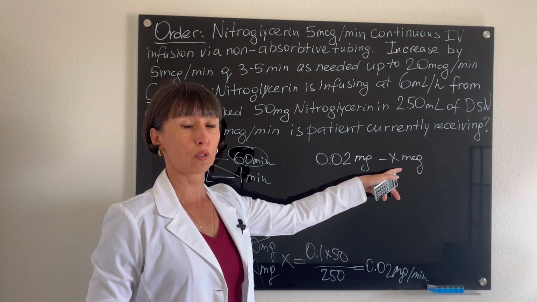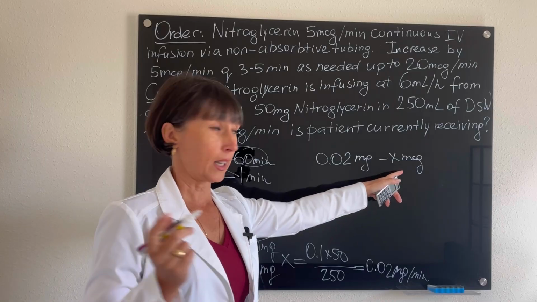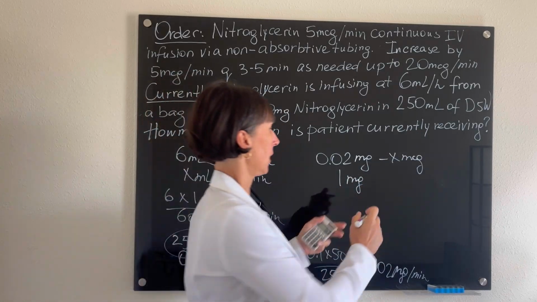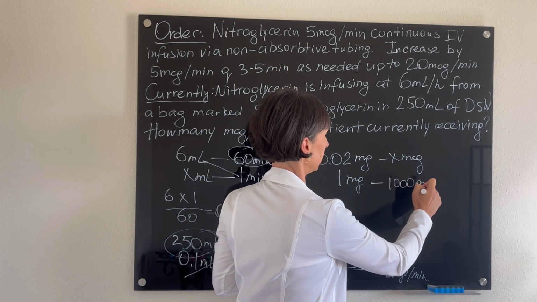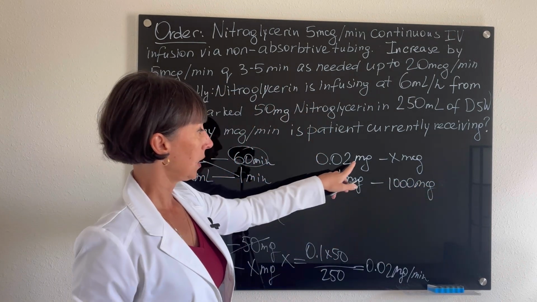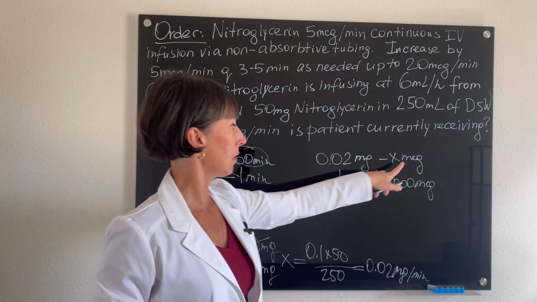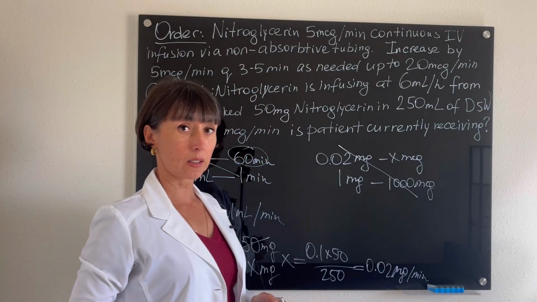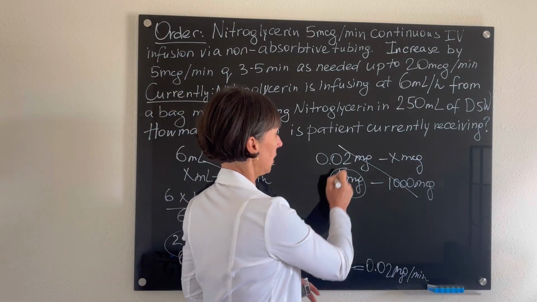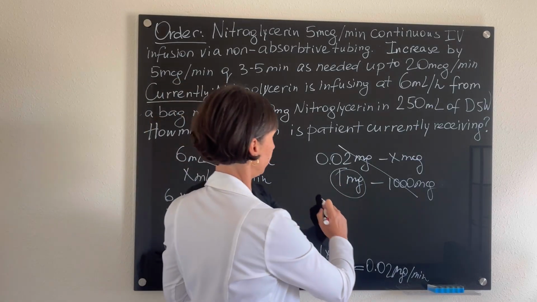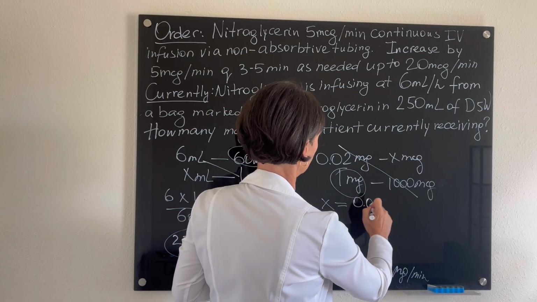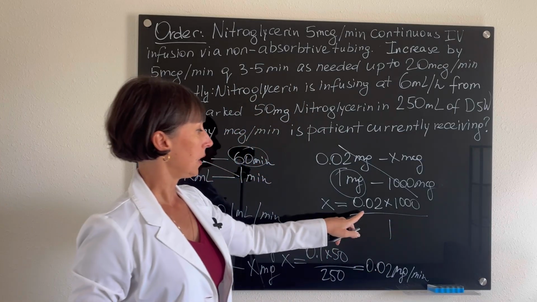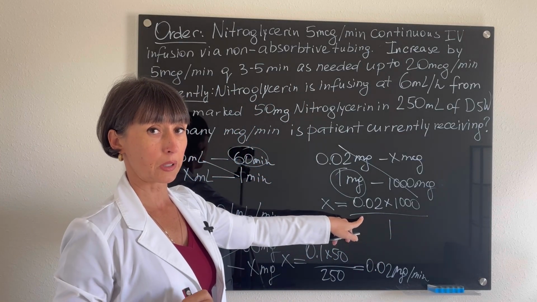0.02 milligram, I don't know how many microgram that is. But I know that 1 milligram is 1,000 microgram. Again, I check myself. Do I have my milligram under milligram? Microgram under the same. And then I multiply on diagonal the two numbers that are not X, and I divide by the third number. And it shows me exactly what to do, how to convert my milligram to microgram.